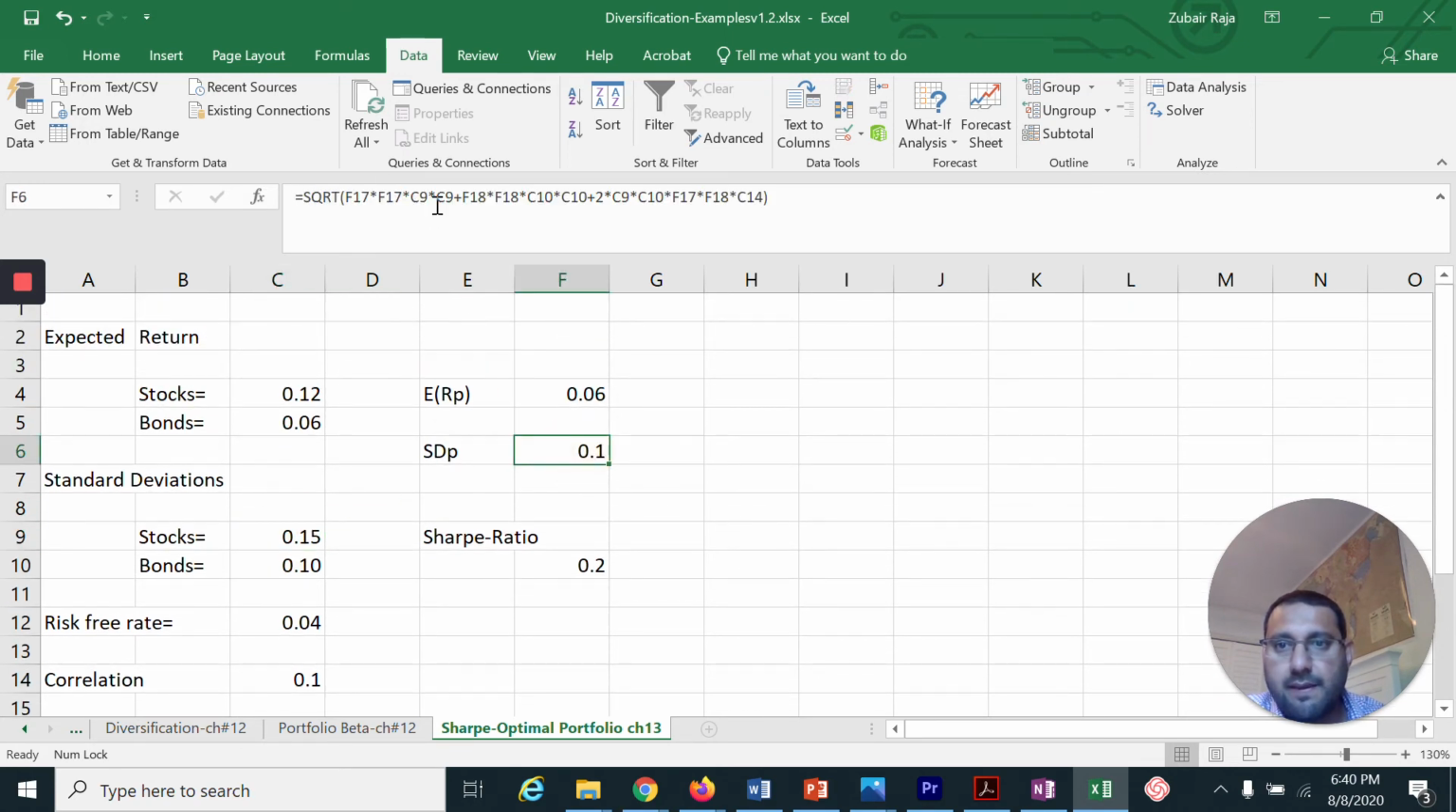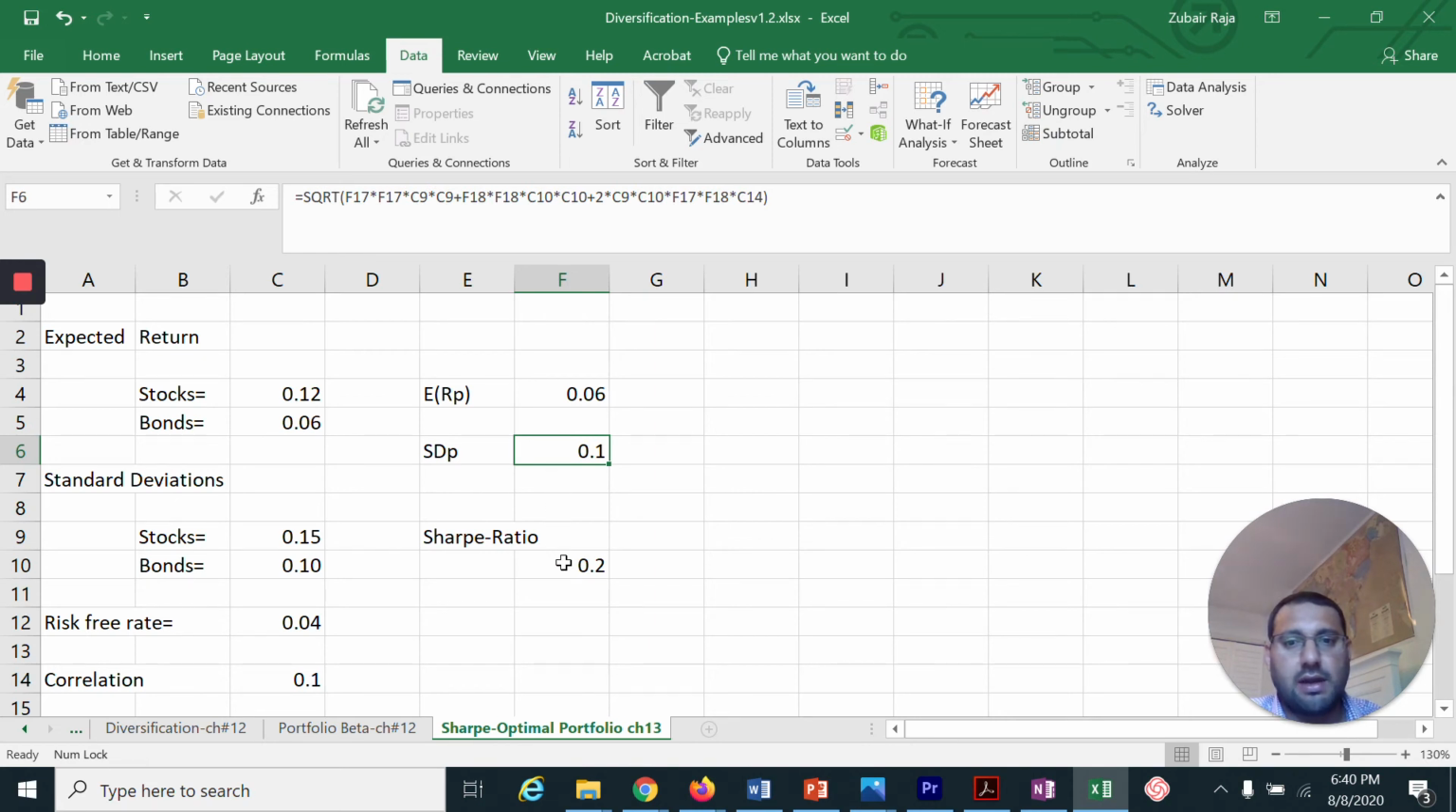Likewise, F18, the square of the weight of the bond funds, multiplied by C10, which is the variance or the square of the standard deviation of the bond funds, plus 2 into C9 and C10, the standard deviations, multiplied by F17, F18, the weights of the funds in the portfolio, multiplied by C14, which is the correlation.